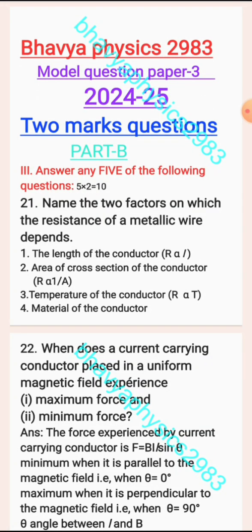Today we are going to discuss 2 marks questions of Model Question Paper 3 of the year 24-25.